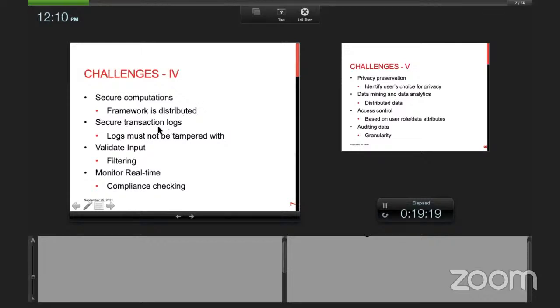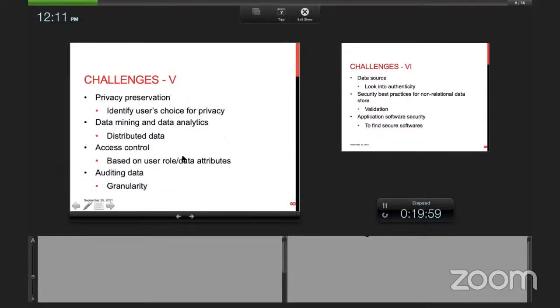And we have to secure our transaction logs. We have to also validate the input. We may filter the outlier data, or we may have to put some average values in the missing fields and so on. So we have to face many different challenges when we want to work with healthcare data, and we want to delve deep into details, that means the analytics. And of course, for real-time monitoring, the compliance checking has to be done.